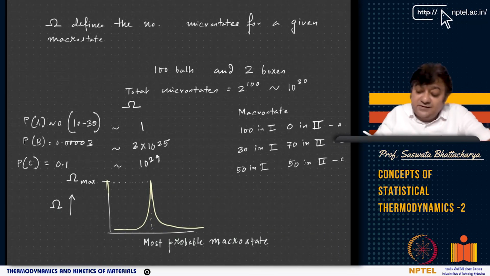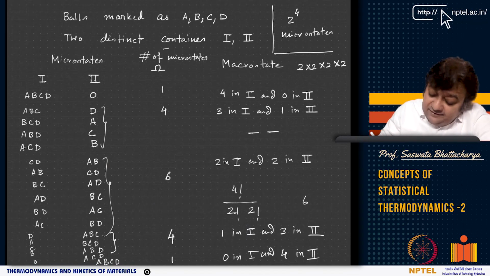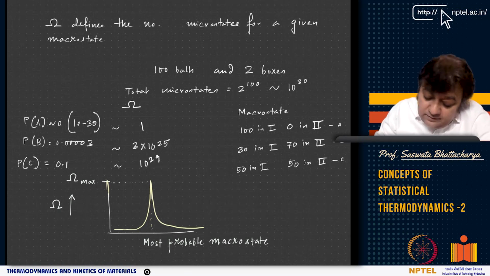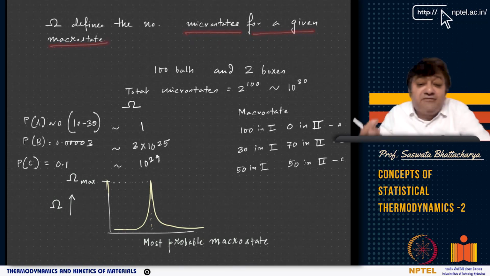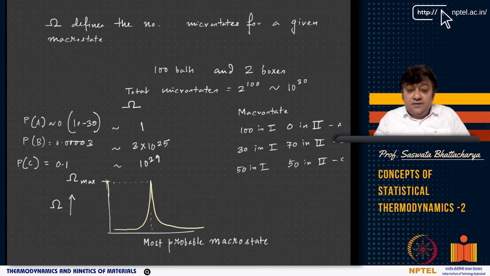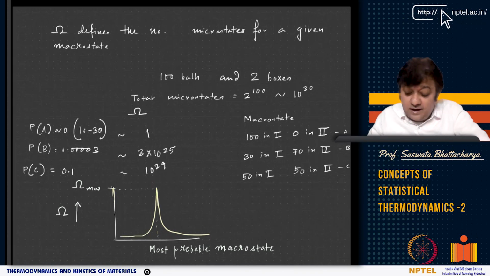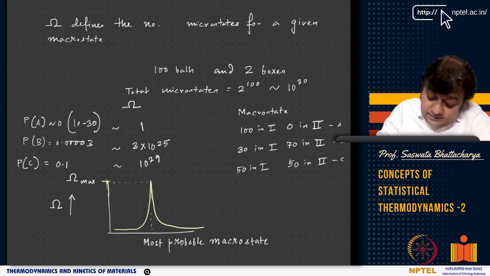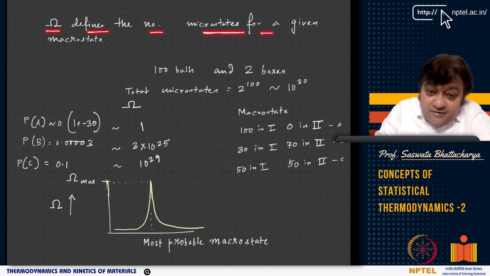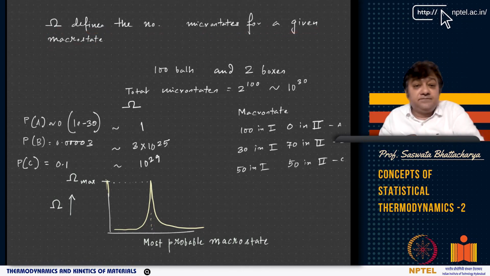Another important thing: I have used the symbol omega, which you can see here, to represent the number of microstates for a given macrostate. So omega defines the number of microstates for a given macrostate, right?